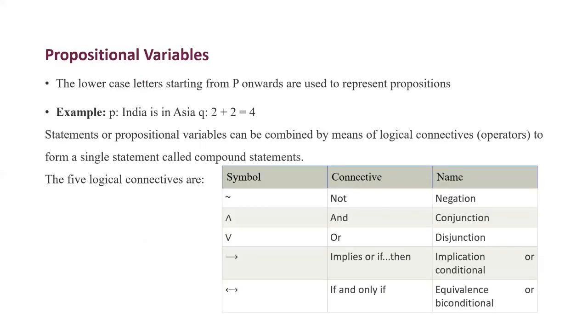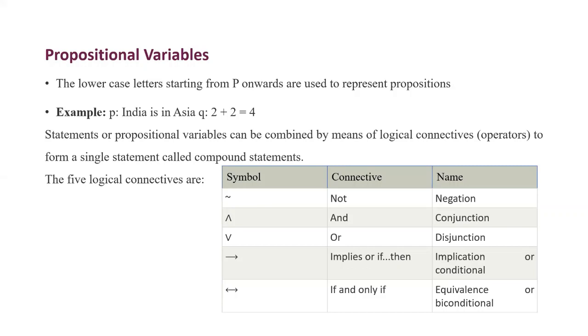Then propositional variables. Lowercase letters starting from P onwards are used to represent propositions. For example, P is the statement India is in Asia, and Q is the statement 2 plus 2 is equal to 4. Statements or propositional variables can be combined by means of logical connectives to form a single statement called a compound statement. There are different logical connectives, and using them we can combine different statements into a single statement. This is called a compound statement.